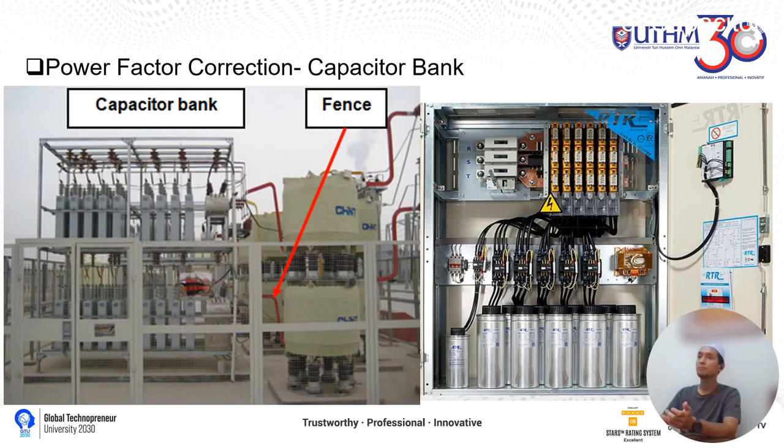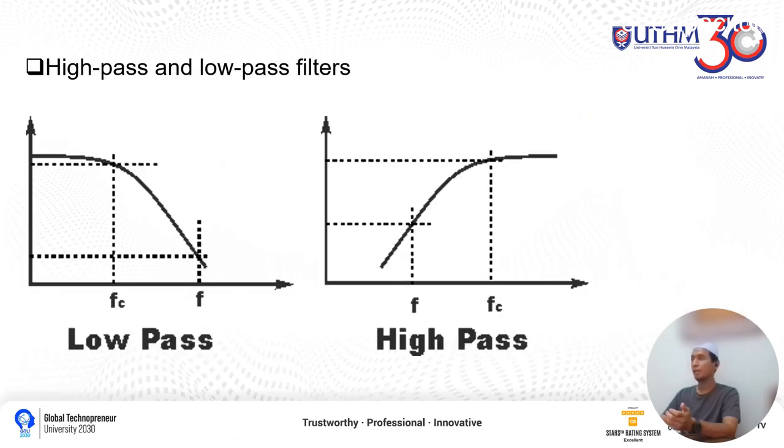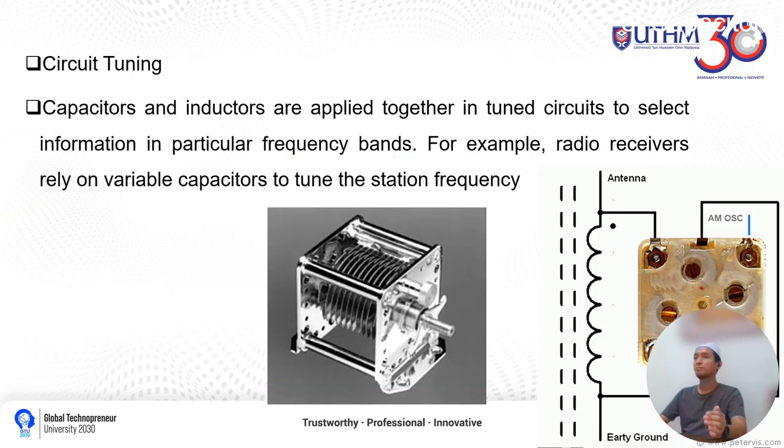Okay, and the capacitor is also used as a filter, high pass filter or low pass filter, as a control. Then the capacitor is also used in various circuit tuning. Usually the capacitor and inductor are applied together in a tuned circuit to select information in a particular frequency band. For example, a radio receiver relies on a variable capacitor to tune the station frequency.